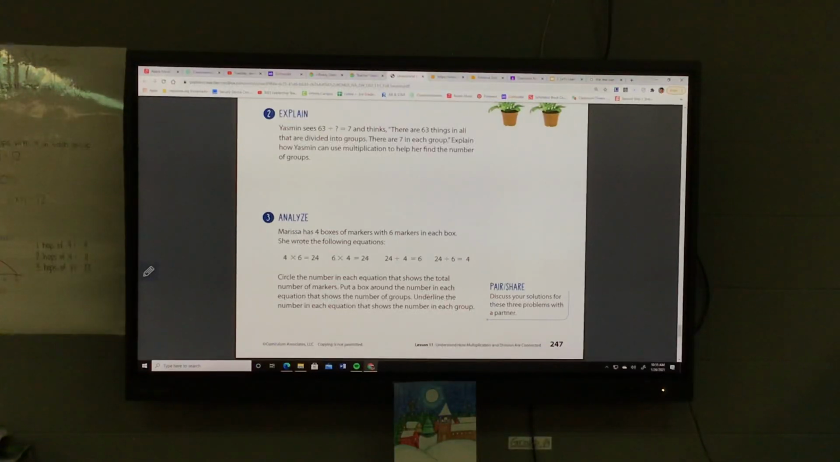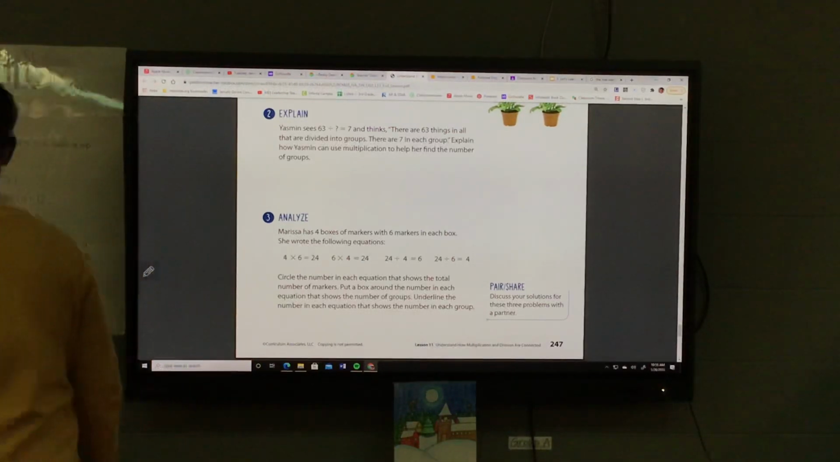They have the division equation. You write the multiplication equation and figure out what the question mark is.